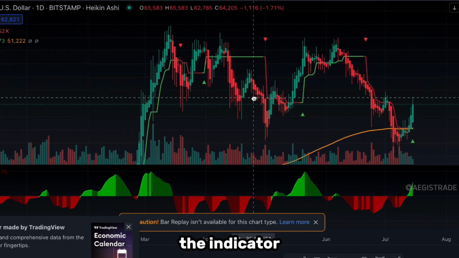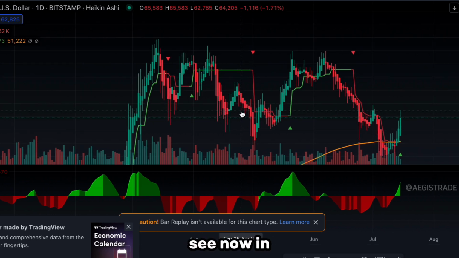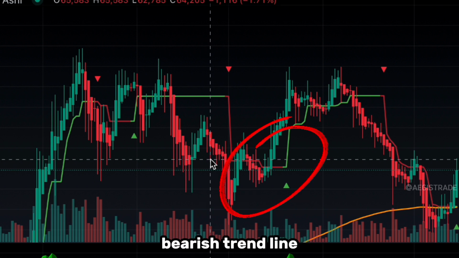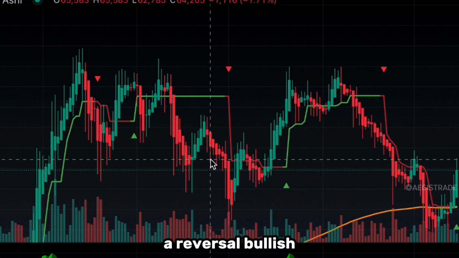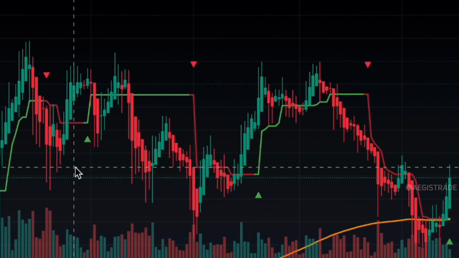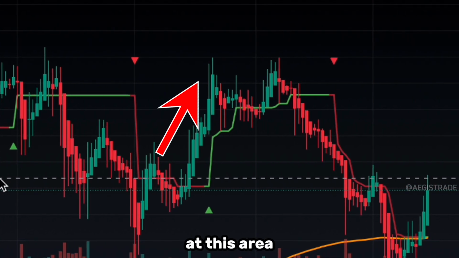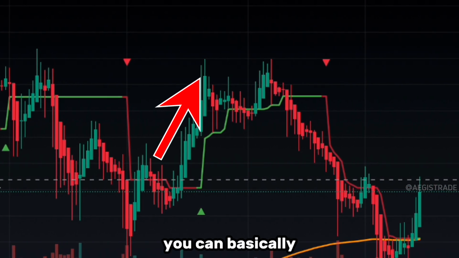As you can see now in the chart, when a green signal is found and the chart breaks through the red bearish trend line, it will form a bullish reversal momentum signal. In this scenario, it will form an uptrend momentum. At this area you can plan for your buy or long position.